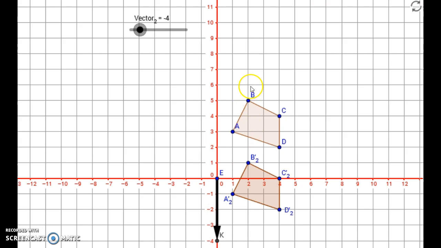It was 5. 5 minus 4 becomes B dash. It becomes 1. A new point is 1. And this is 4 minus 4. It is going to 0. While this is 2 minus 4, going to negative 2. You can see there. So this is translation in the y-axis, the vertical axis.